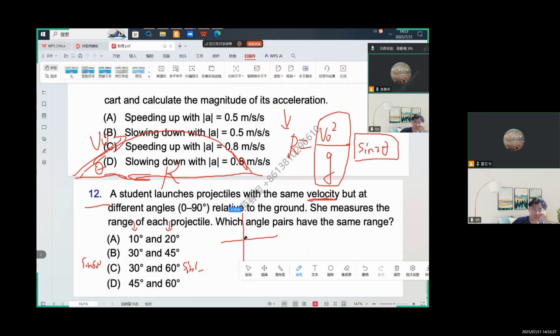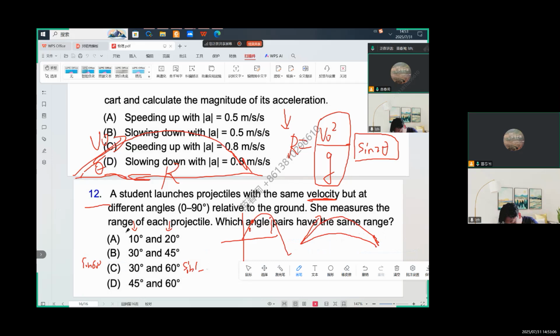This is a 60 degree angle, and this is 120 degree. So C would be the right answer, right? It's kind of like this. If we draw it, it would be like this. You have 60 in here and you go in there, and also you have 30 in here and you go in here. Does that make sense?